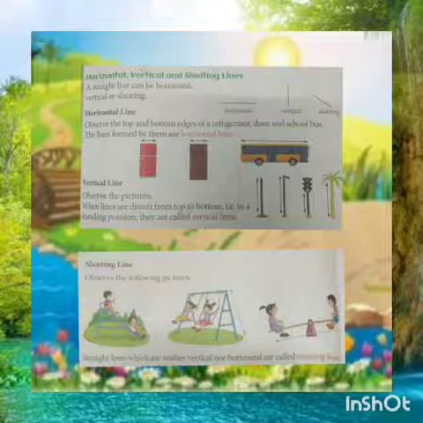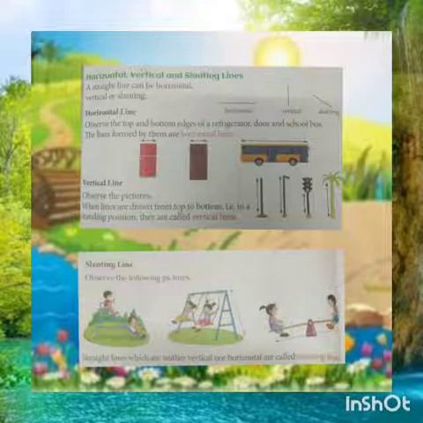Okay. Now you can see vertical line. Here a post is there, a street light, a traffic signal and a tree. Here it is a vertical line. When lines are drawn from top to bottom, that is in a standing position, they are called vertical lines. Understood, children? In short, a standing line is called a vertical line.